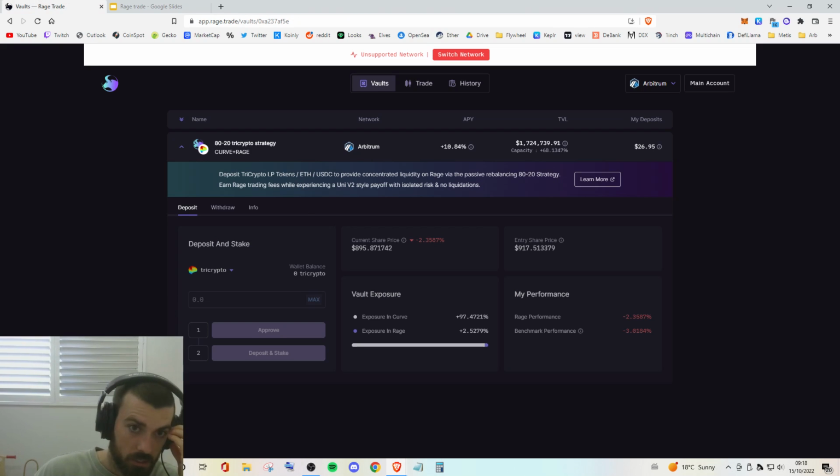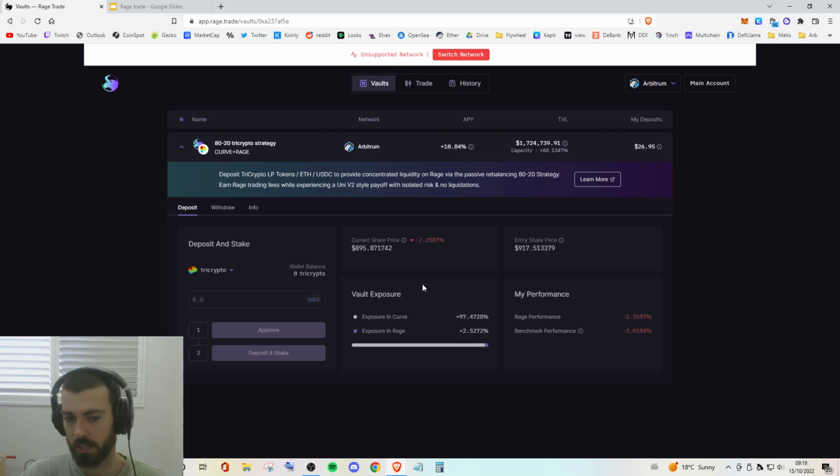So this is basically the interface. You can see at the moment there's the vault exposure. So only 2.5% of the actual LP tokens that are staked, the Tribe Crypto tokens that are staked, is actually being used. So most of it is basically just accruing yield as usual. But this is still pretty early days, so not a lot of people using it. So once your user base picks up, obviously this will move from 97% to potentially 80%. I think that's the goal anyway.